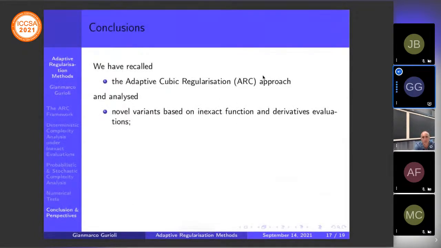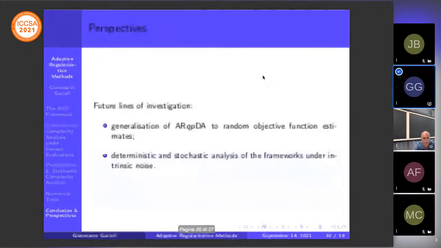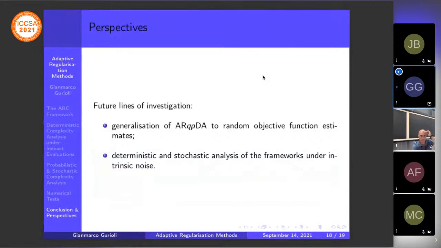To sum up, we have recalled the adaptive cubic regularization approach and tried to mitigate the main drawbacks related to second-order methods, allowing for inexactness in function and derivatives evaluations while preserving optimal complexity from a deterministic, probabilistic, and stochastic point of view. The next challenge can be, for instance, a fully stochastic complexity analysis under random function estimates, and a new perspective could be investigating the behavior of the method under intrinsic noise. So one can require the right accuracy only if the accuracy requirements fall above the intrinsic noise level.